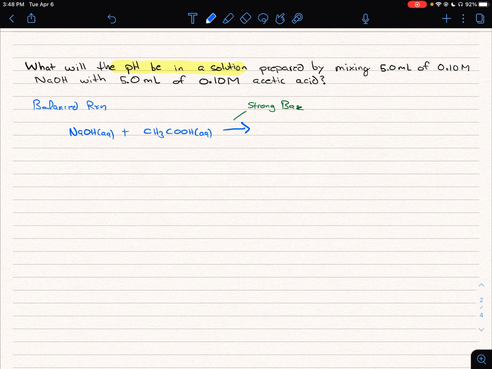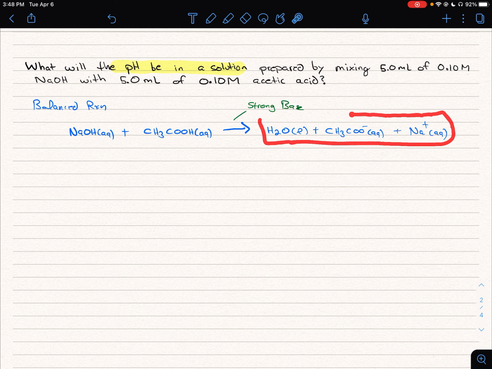So our products of this, we have our base with our acetic acid. So the hydroxide and the acidic proton is going to form water. And then we're going to be left with our CH3COO minus acetate anion. And then we just have our spectator sodium ion, which I'll keep just to balance the reaction. So here's our initial balanced chemical equation. So again, we're in a situation where we performed a reaction and we did not form any hydroxide and we did not form any hydronium.